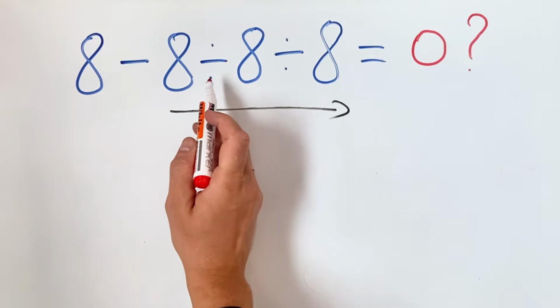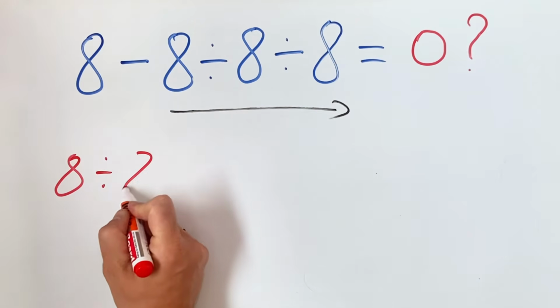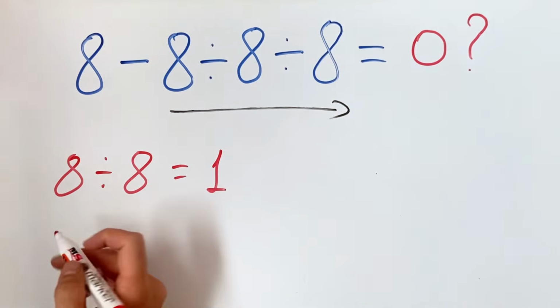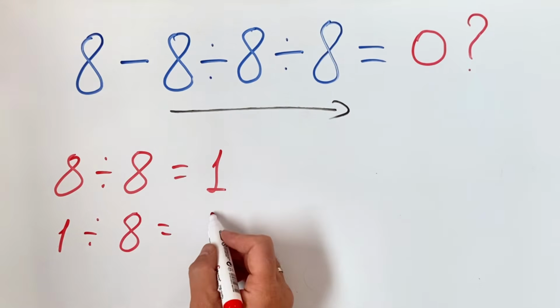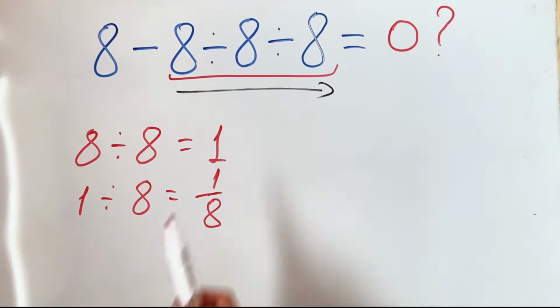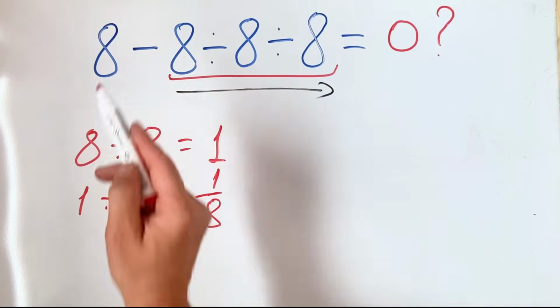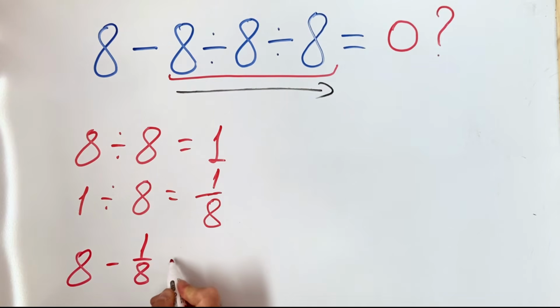We do first 8 divided by 8, which equals 1. Then we have 1 divided by 8, which equals 1 over 8. Because we know what we have on the right side of the equation, we need to do the subtraction at the end. So what we have here is 8 minus 1/8.